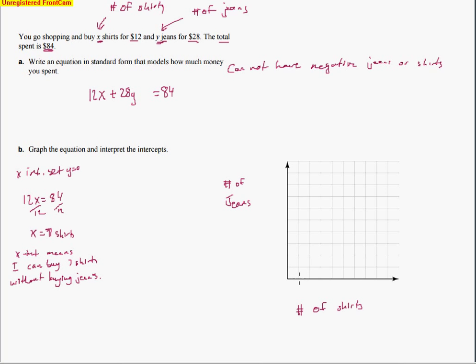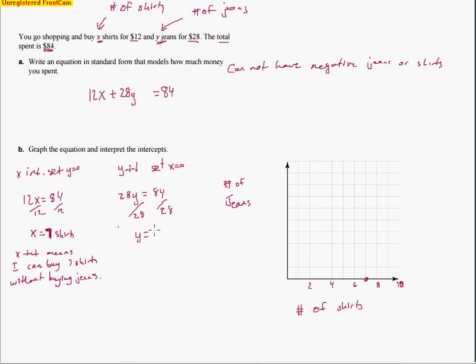So let's go over 7 spaces. 1, 2, 3, 4, 5, 6, 7. I'll tell the reader that's what I'm doing here by putting in some numbers on my graph. Oops, this would be 10 instead of 9. And then let's find out what that y-intercept is. So 7 shirts was the answer for the x-intercept. For the y-intercept, and the y-intercept is going to be when I set x equal to 0. X equal to 0 means that I'm not going to buy any shirts. Let's find out how many jeans we can buy. 28y equals 84. So when I divide by 28, I end up getting 3.